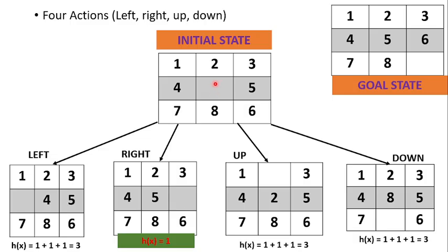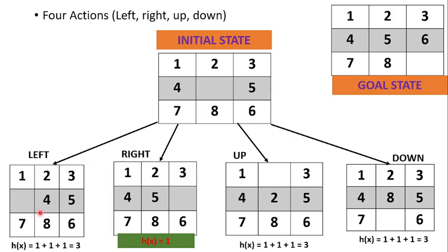If you move the empty box to the left side, obviously the 4 will come in the middle box. This is the left movement. The second step is I am moving the empty box to the right side, so obviously 5 will come to the left. The third step is I am moving the empty box in the upward direction, so obviously the 2 will come down. The next one is I am moving the empty box in the downward direction, so the 8 will go up. These are the 4 possible combinations.